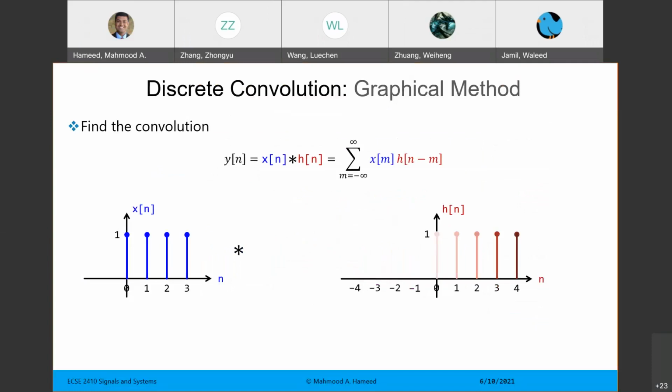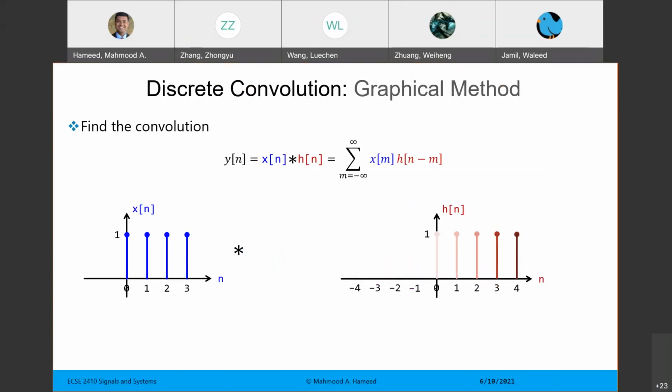All right, so this is your third way of executing the graphical discrete convolution. This is the graphical method. And if you understand this really well, your understanding of the continuous time convolution will be easy for you to understand as well.